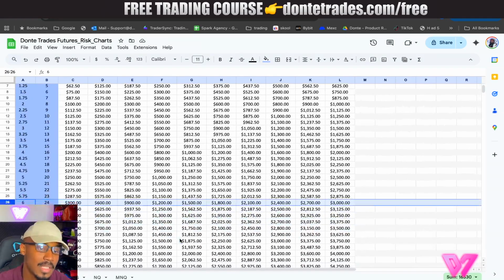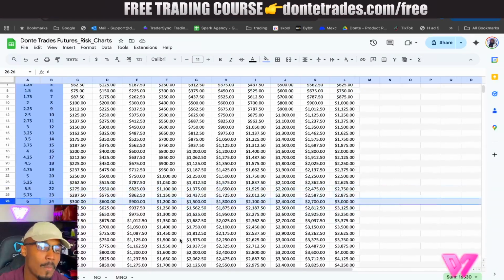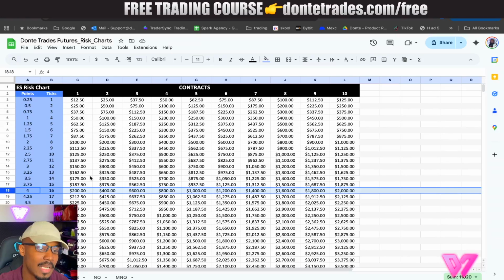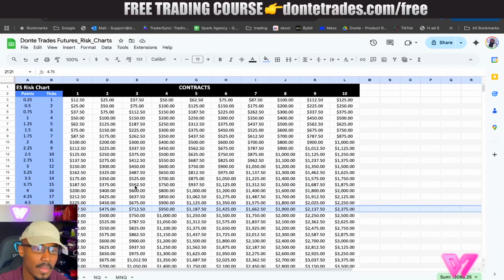So again, this just makes it really simple for you to know how much you're risking. As you grow over time and start to trade similar size setups, like me, I usually risk from 3 to 6 points, so I kind of know how much risk I can have for how many contracts. But if you don't know, this is just a really quick sheet to look at.